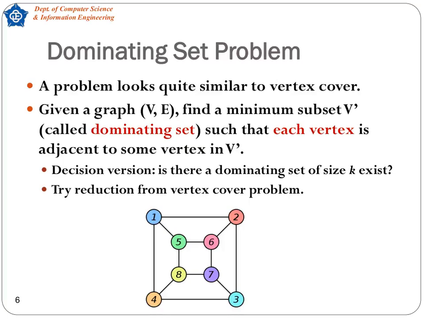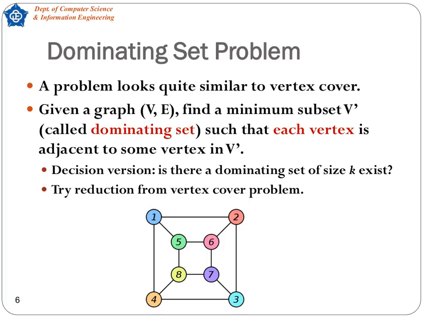Now, building on our discussion of set cover, let's turn to the dominating set problem. At first glance, it resembles the well-known vertex cover problem. Formally, we're given a graph G equals (V, E) and asked to choose the smallest possible subset V', called a dominating set, so that every vertex is either in V' or adjacent to at least one vertex in V'. In its decision form, we simply ask, does a dominating set of size k exist? One common way to prove its difficulty is by reducing from vertex cover.